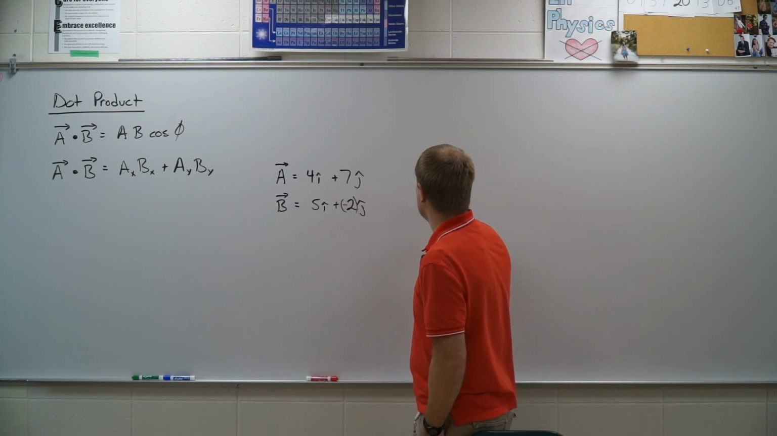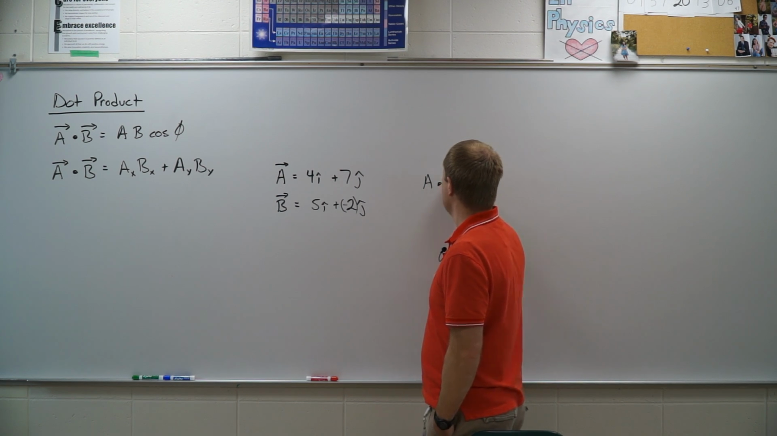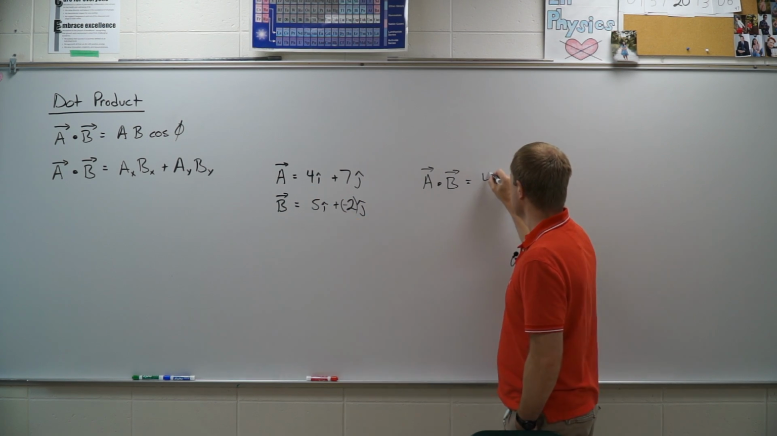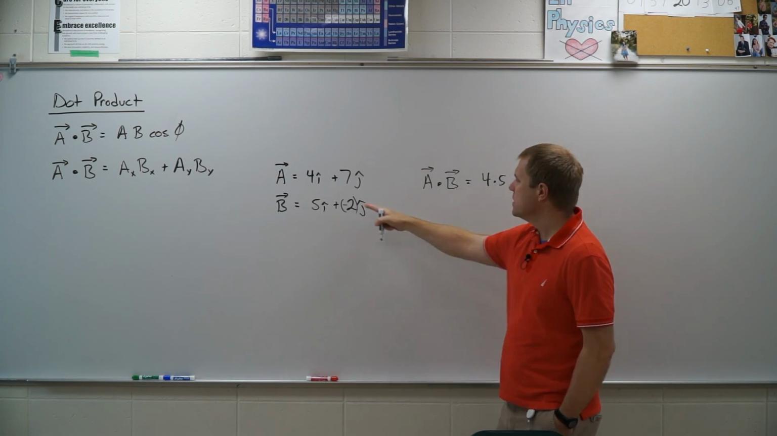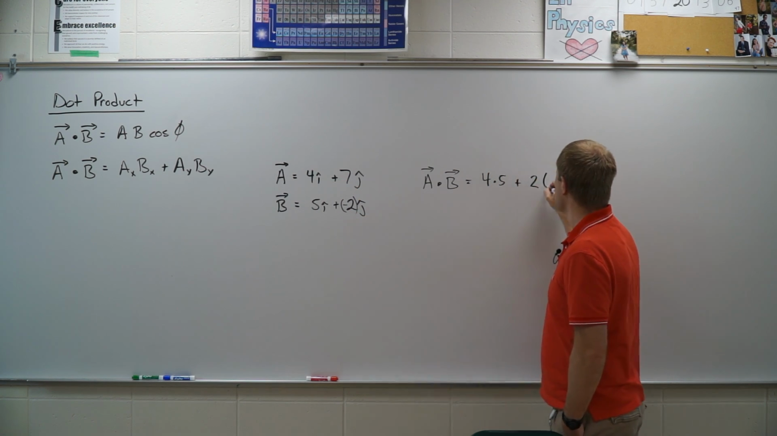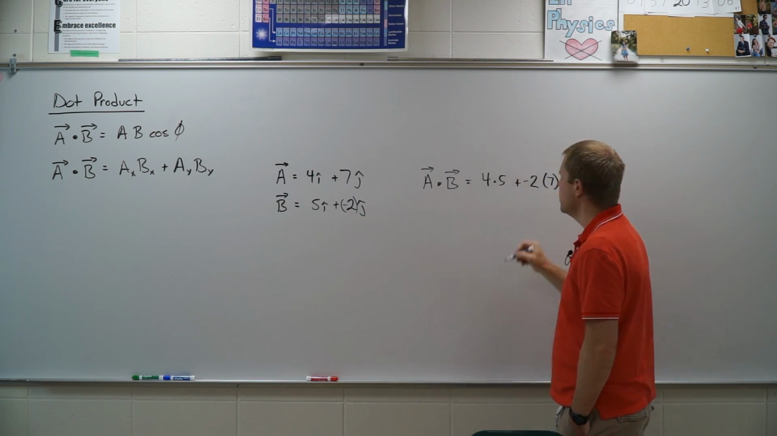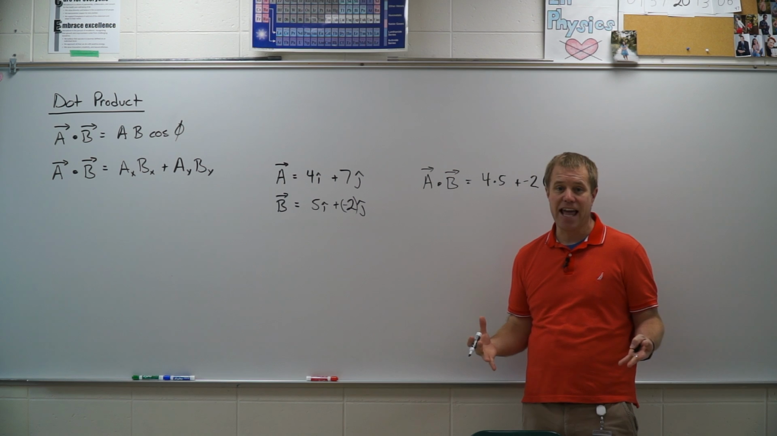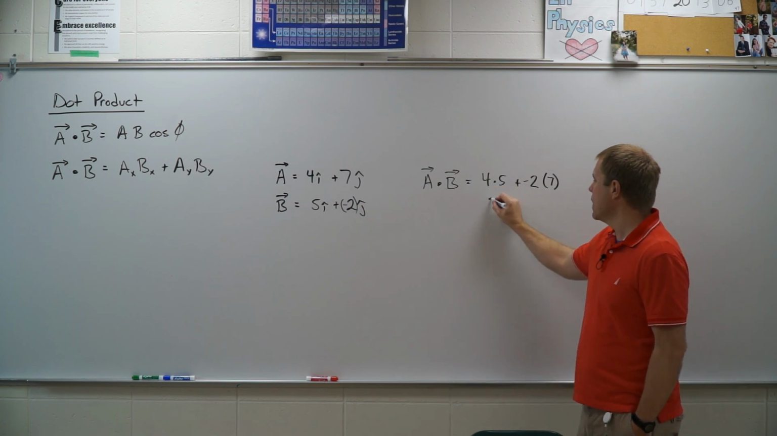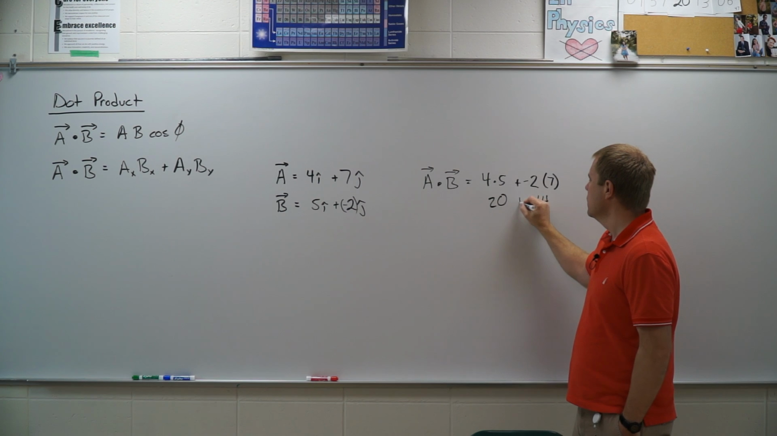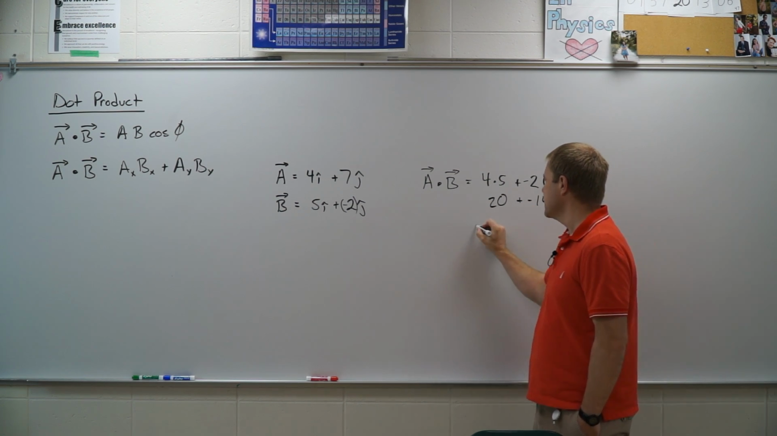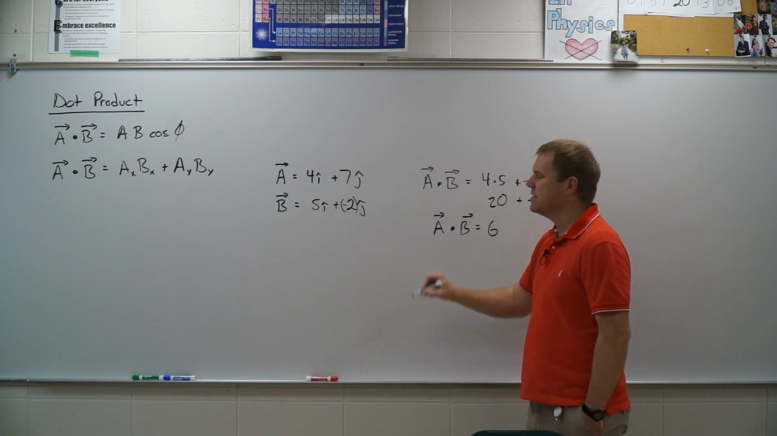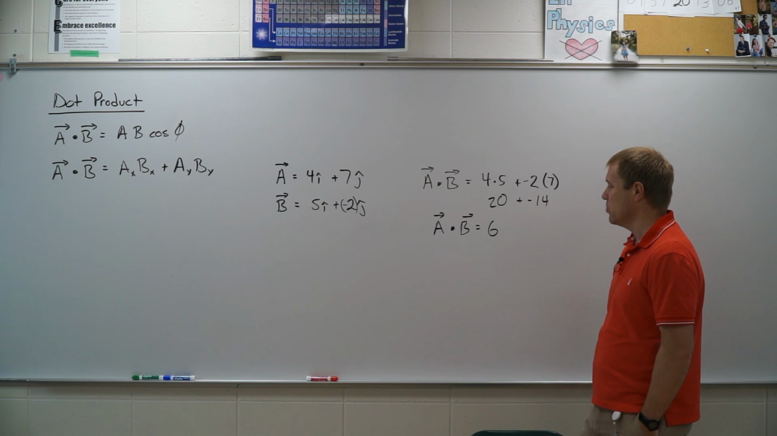So in order to do the dot product of these, a dot b, we have to take the two x's and multiply them together. So 4 times 5 plus the y's multiplied together, negative 2 times 7. Now, when we do this, notice the i hats and j hats don't come here because it is a scalar product. And so we get 20 and negative 14. So we end up with a total of 6 as my dot product. And there is no direction on this dot product. That's why it's called a scalar product as well.